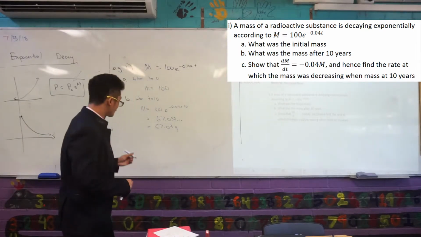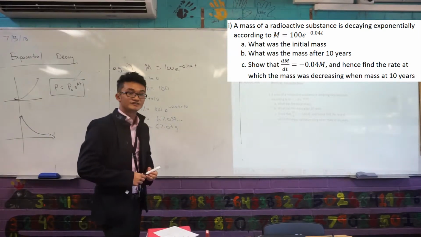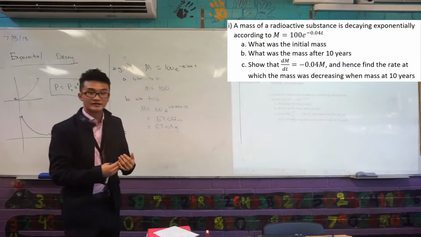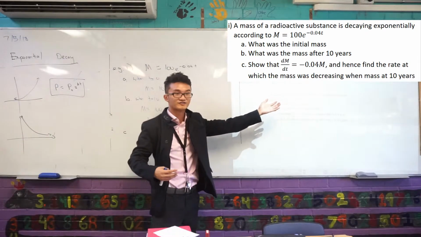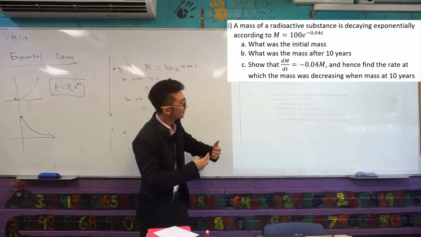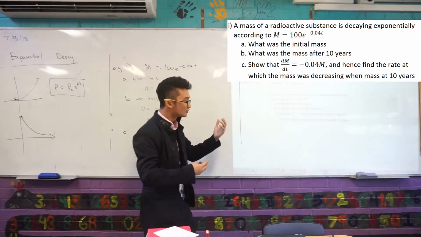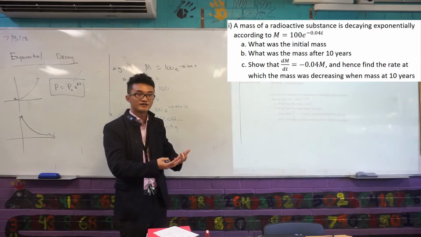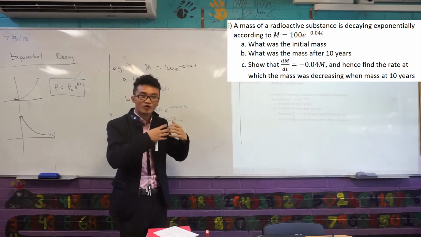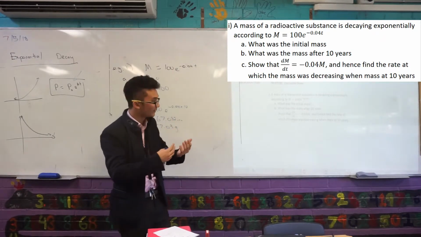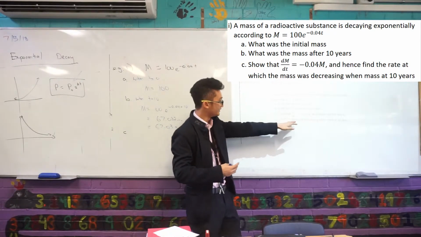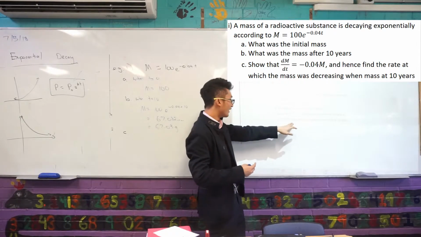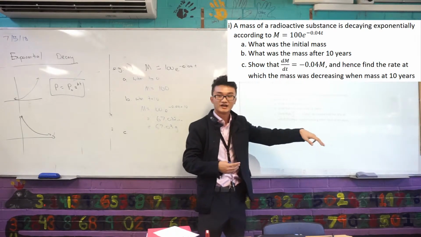Now, let's finish it off. Remember, the idea is that the rate of change, or the amount that this piece of radioactive substance is decaying by, is related to how much mass there is. So the more mass there is, the faster it's going to decay. This question is asking me now: show that dm/dt is equal to this expression, and also find the rate that the mass was decreasing at 10 years.